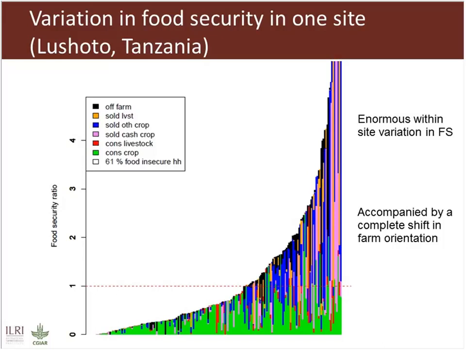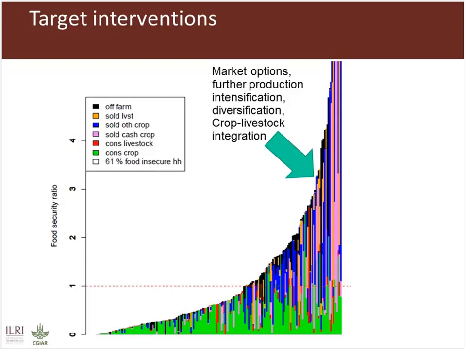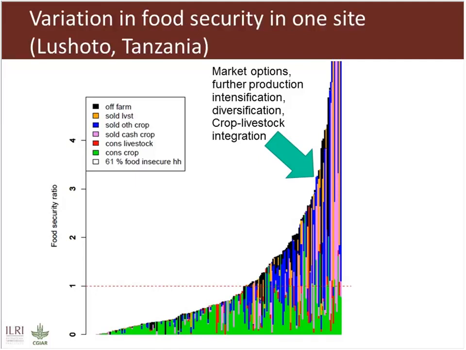So you see within a site enormous variation in food security, and along that trend in food security, which often is accompanied by an increase in productive resources, so farm size and livestock holdings, you see a complete shift in the farm orientation and the farm strategies they have. And this type of variation we can quantify within a population is really important for us to target interventions. So typically for the upper, relatively more food secure households, you're talking about market options, further production intensification, crop livestock integration, diversification that could be interesting for these type of households.